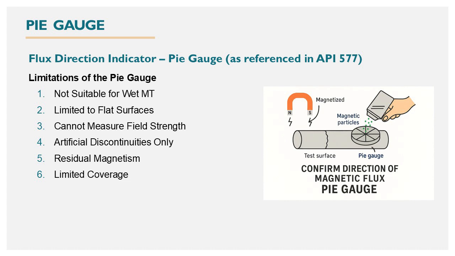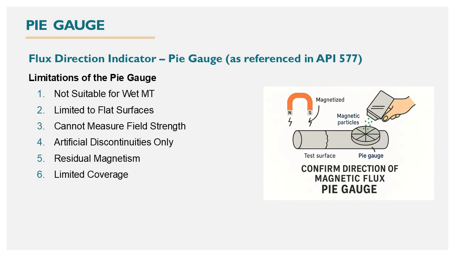Limitation number 2 is that the pi gauge is limited to flat surfaces. It must sit flush on the surface to work properly. It is not effective on curved, irregular, or complex geometries. Limitation number 3 is that the pi gauge cannot measure field strength. It only shows flux direction, not intensity. For field strength, tools like Hall effect probes or Gauss meters are required.